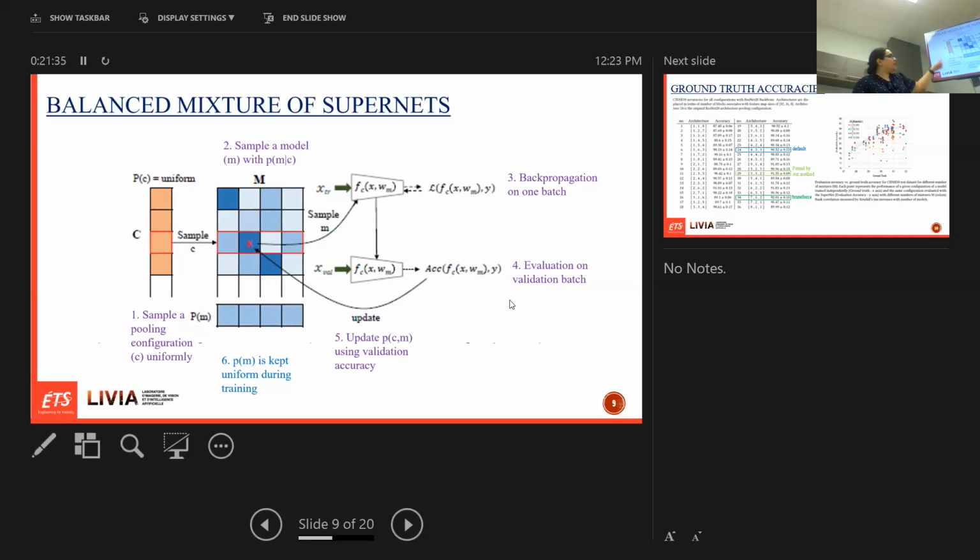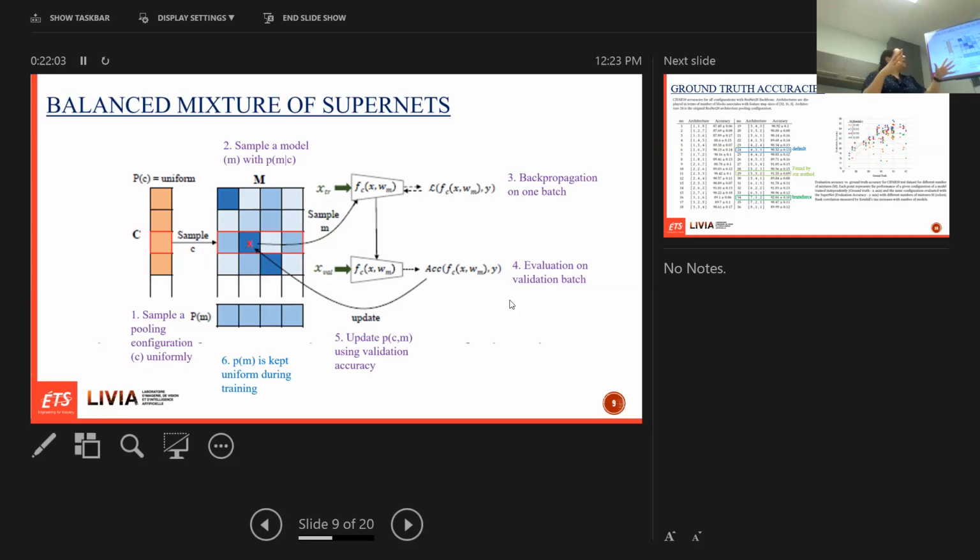So what we do is we always sample uniformly one of the configurations to ensure fairness in training. Then we have this matrix of basically probability of M given C. So when we choose the configurations, then we go and sample one of our models.